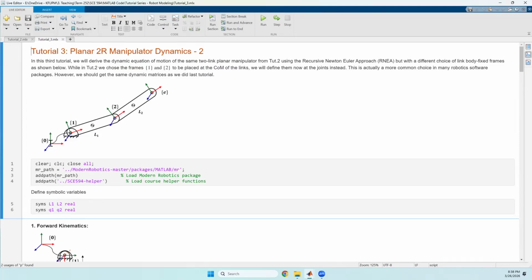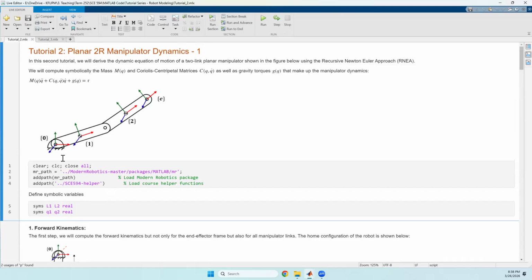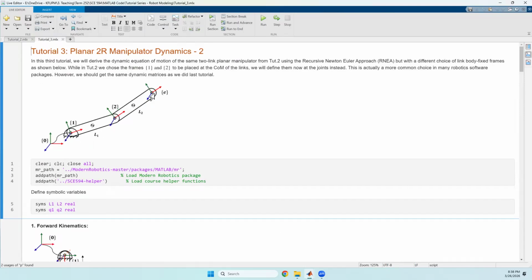Frame 0 is placed at the same place, coinciding with frame number 1. It's just drawn away from it to be visually appealing, but it's actually placed in the same place as what we had earlier, while frame E is exactly the same at the tip of the robot. The main purpose of this tutorial is to practice computing the screw axis and the homogeneous transformations for this different choice of frame 1 and frame 2.